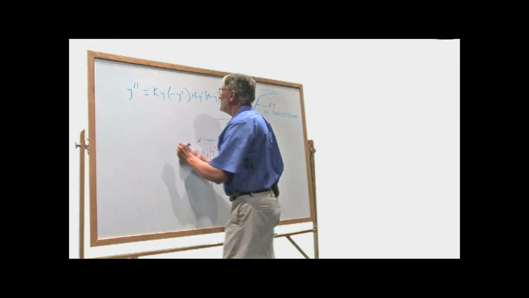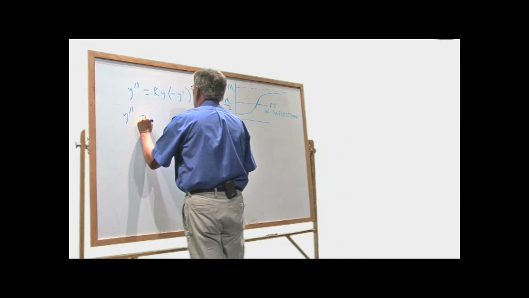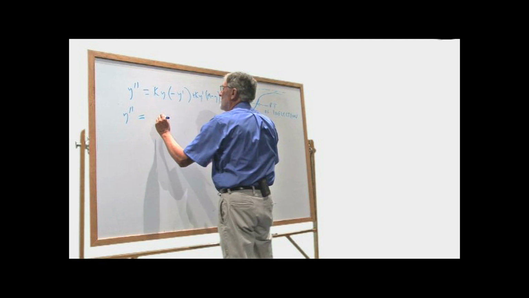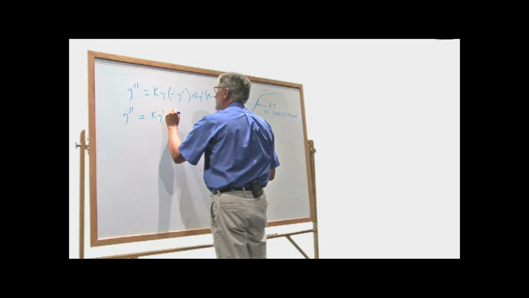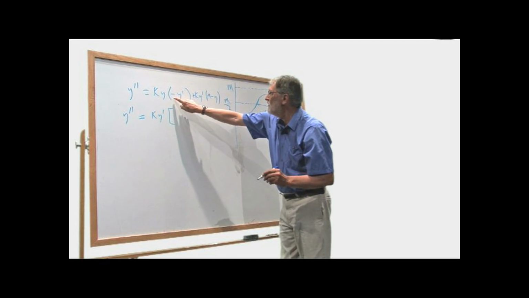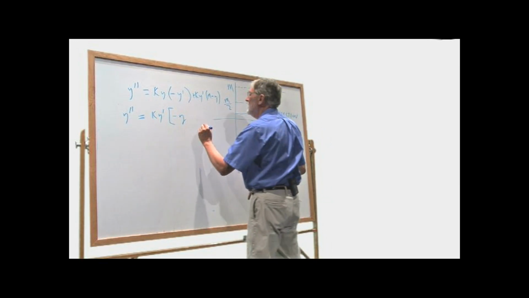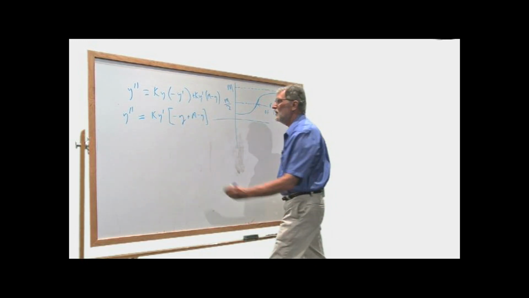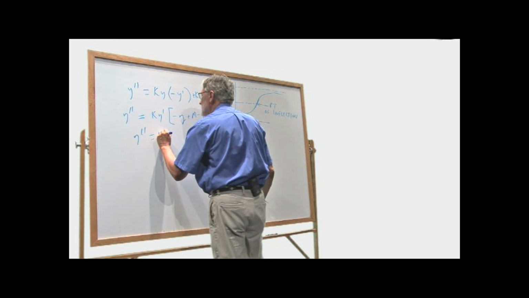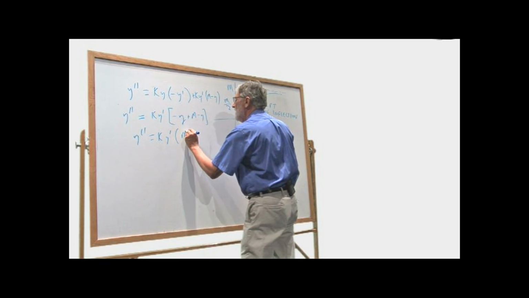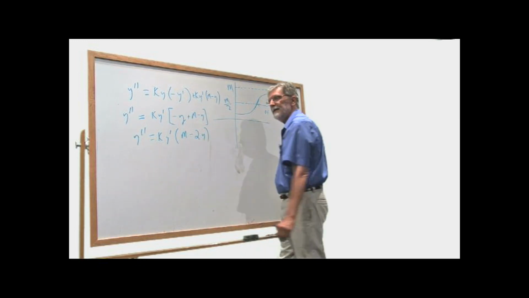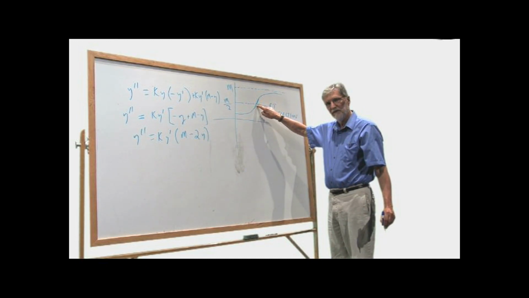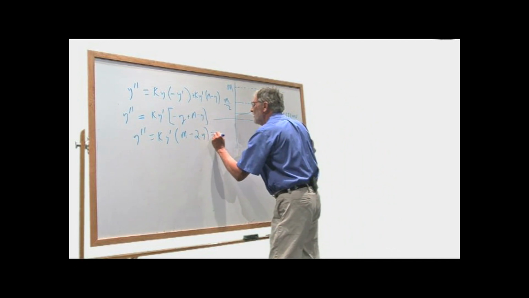Now, if you factor out what you'll see is common to both terms. There's a ky prime in both terms. I'm going to factor out ky prime. And what I'm going to have left is a minus y, and an m minus y. So I get y double prime equals ky prime times m minus 2y. And what we want to know is, when is that 0, so we can figure out what this point of inflection is. So we set this equal to 0.